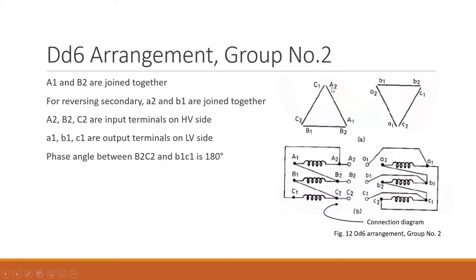Similar to the previous case, A2, B2, C2 will be your input terminals from the connection diagram. Once the phasor diagram is drawn, the connection diagram can be drawn. So A2, B2, C2 will be the input terminals. The output terminals will be a2, b2 and c2. And the phase angle between B2, C2 and b1, c1 will be 180 degree.